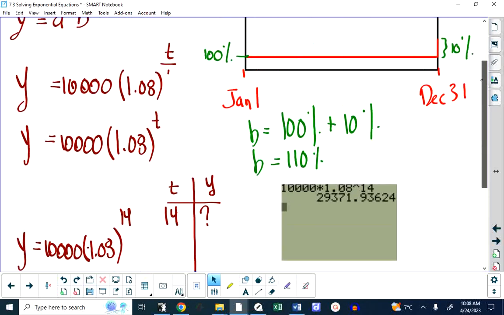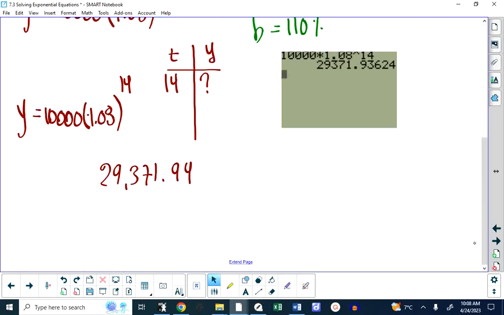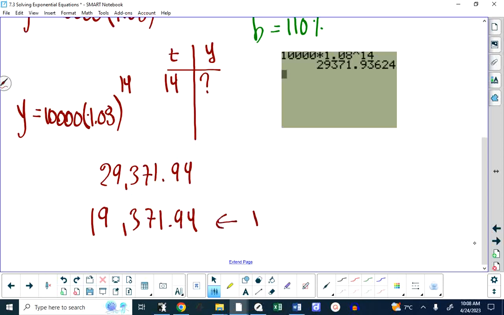What's the other part of this question? The other part of this question is how much interest is earned. Well, $19,371.94. This is the interest. And I got that by saying Jerry started off with 10,000, now he's got 29,000. So it's grown by 19,000. Any questions with that example?